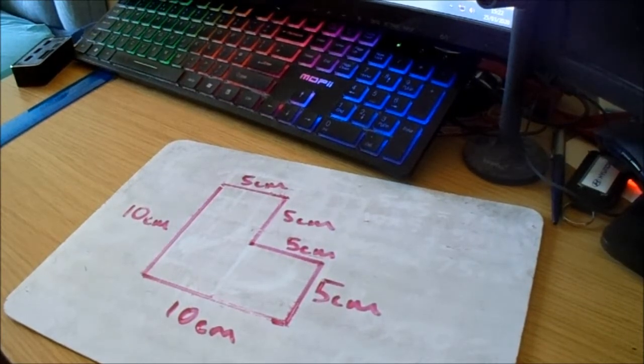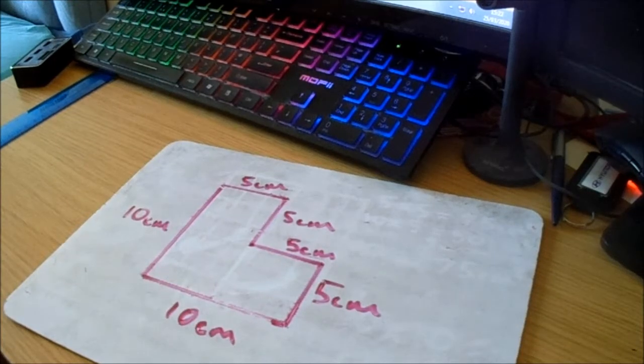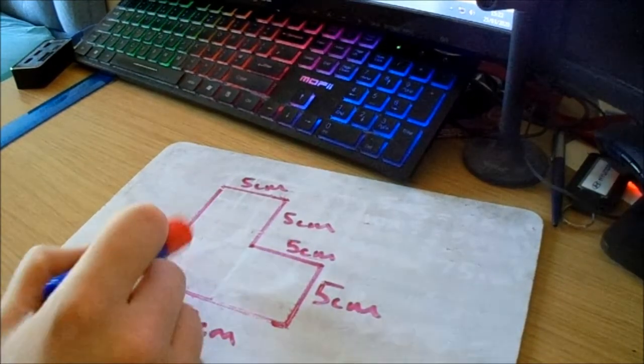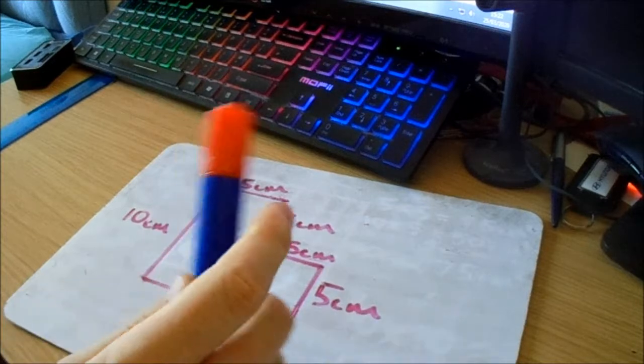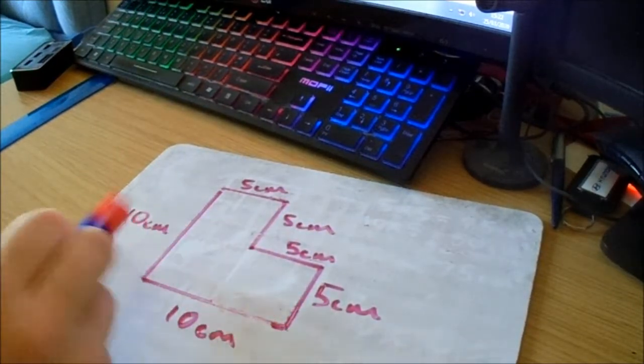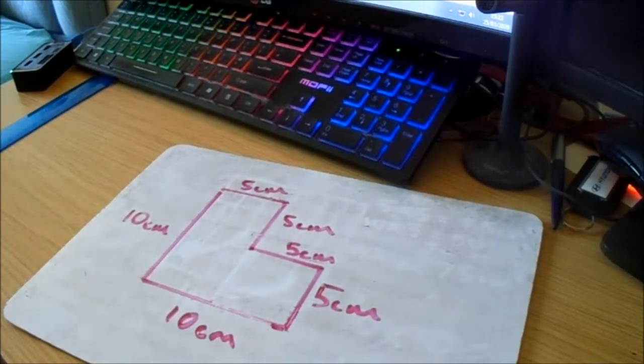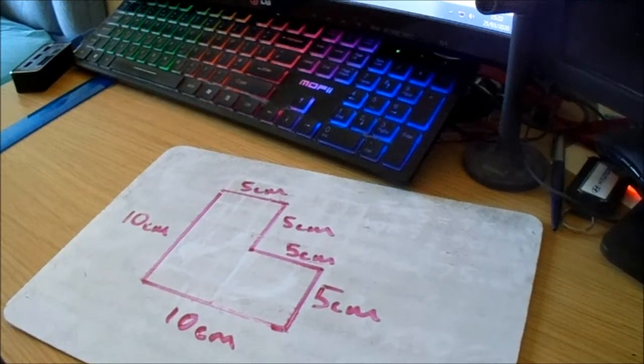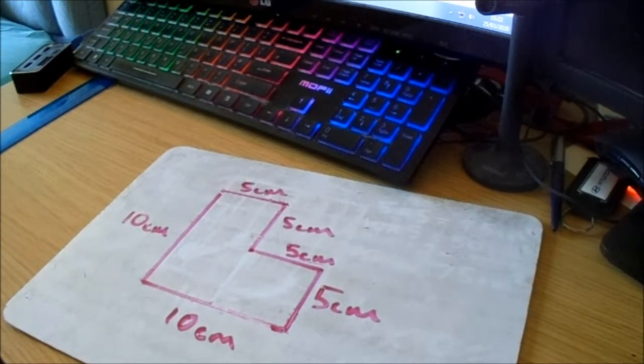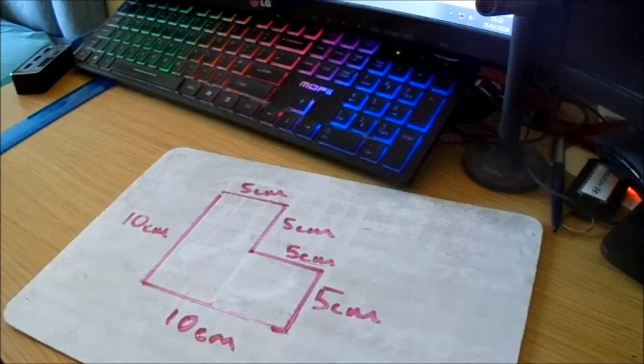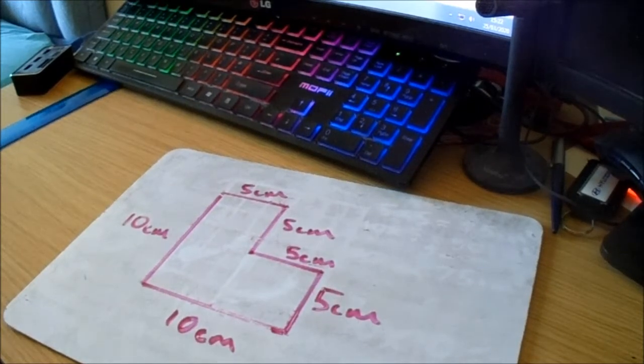Now, the reason why these shapes are more complicated is it's very difficult to work out the area of one of these when we're just multiplying. So instead what we're going to do is split it up into shapes that we already know how to work the area out of, be that squares or rectangles.